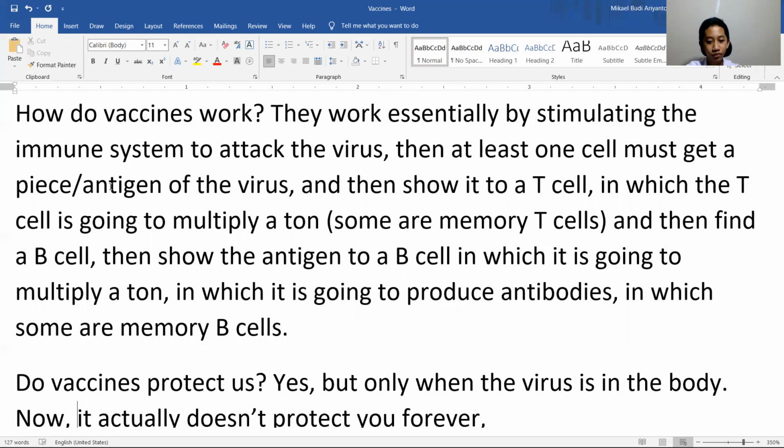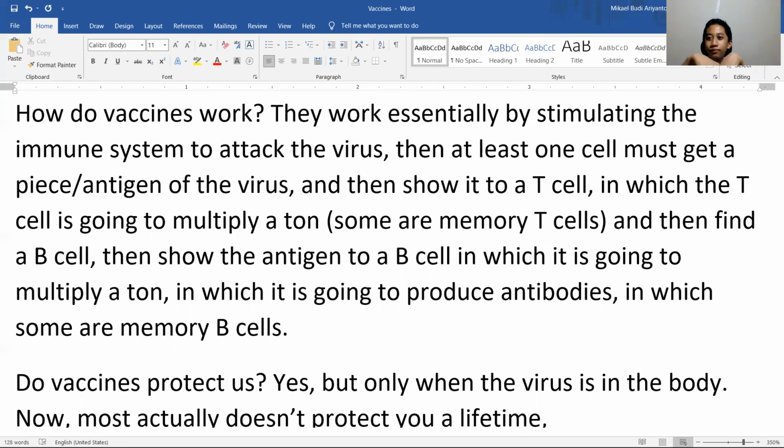Actually, most don't protect you for a lifetime, because if you're dead, why would the vaccine protect you? You are already dead. There is no immune system anymore. If it protected you forever, what is the food that the memory cells are thriving on? They do replicate. It would thrive and practically erase that virus from the world. But it does not happen. Why? Because the cells die after you die.